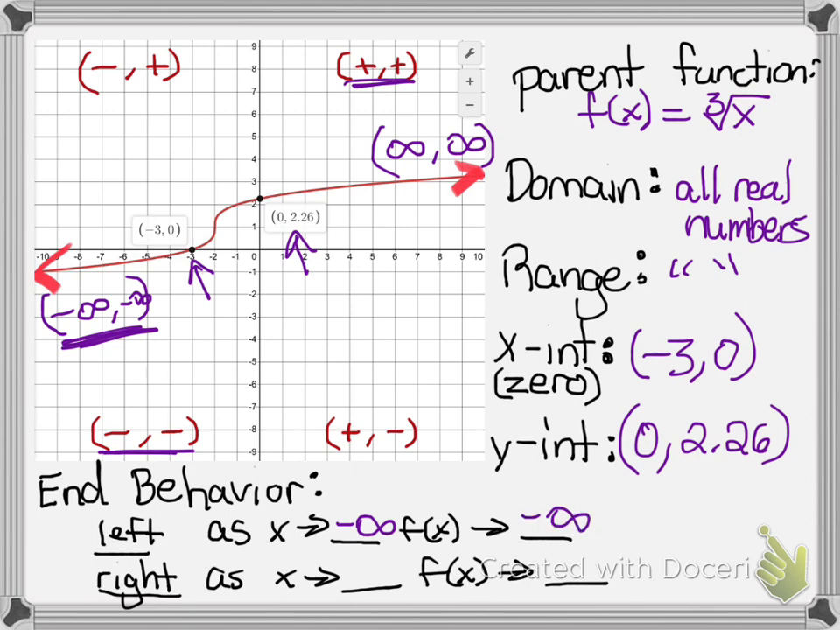And then for my right side of the end behavior, I will go to the right arrow. And as you can see, this ordered pair says positive infinity, positive infinity. So I will say as x approaches positive infinity, y approaches positive infinity. And that's it.